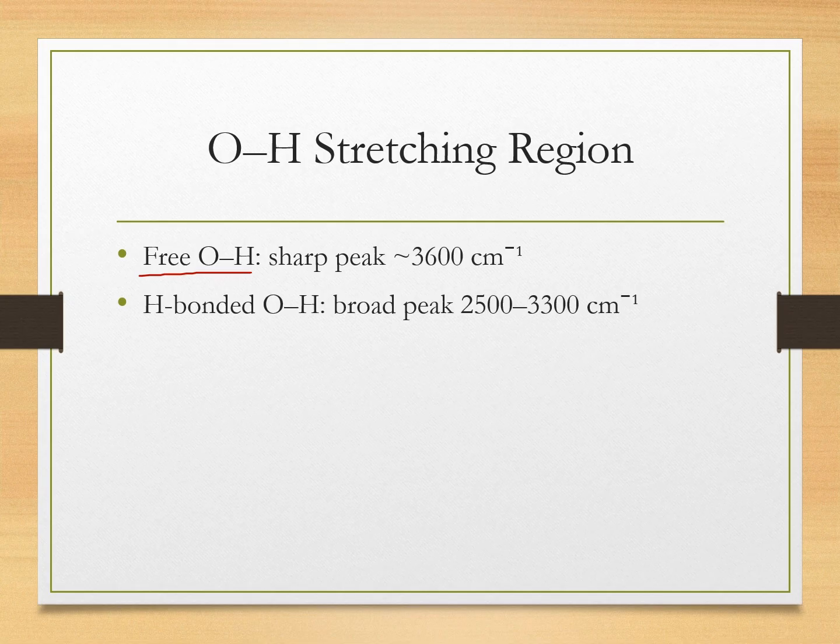And in case of hydrogen bonded OH, it appears as a broad strong band between 2500 to 3300 per centimeter. Sometimes alcohols show both sharp and broad peaks, indicating the presence of both free and bonded OH groups. This is extremely useful in concentration dependent studies.